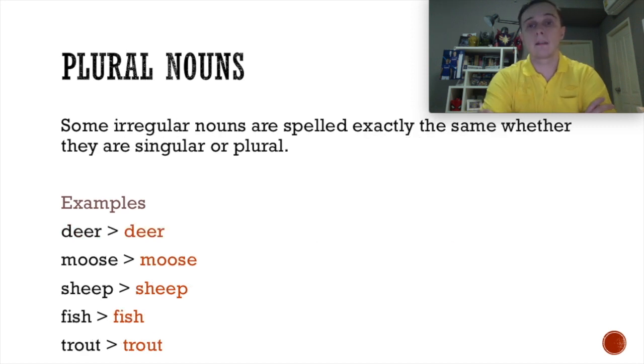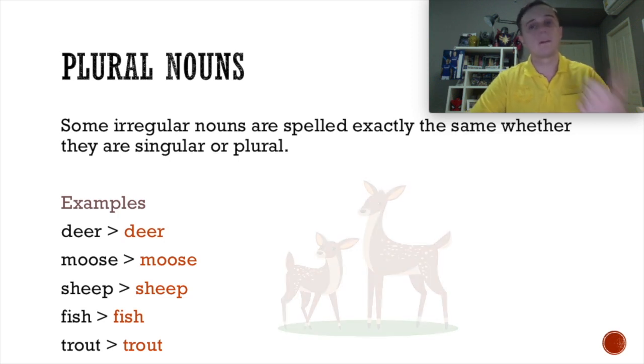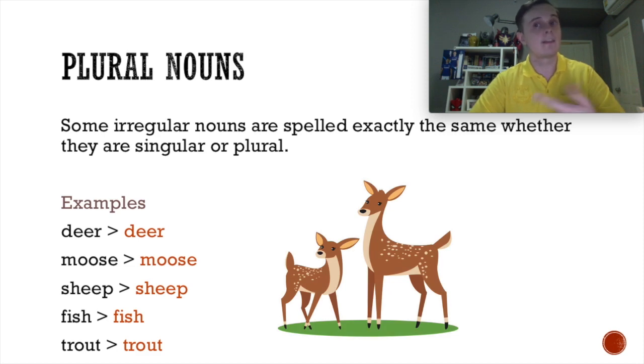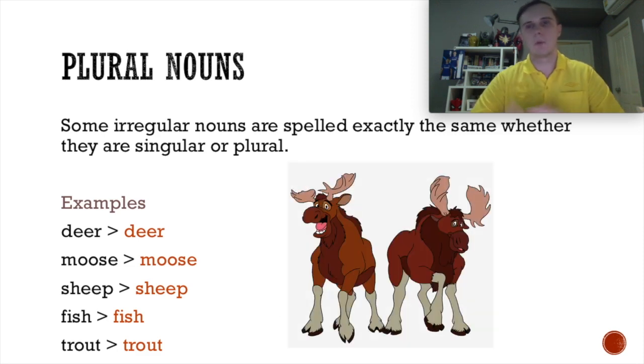As well as those ones that we've just looked at, where the plural is spelled completely differently to the singular, some irregular nouns, the plural and the singular are spelled exactly the same. So that can be a little bit confusing. Again, you've probably seen most of these before. All of the examples I have here are animals. So you could have one deer or two deer. You don't say deers. Moose, a moose is a big animal. But again, it doesn't matter whether you've got one or ten, you just have moose.